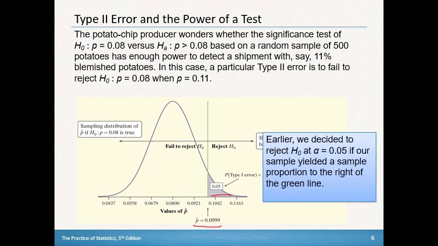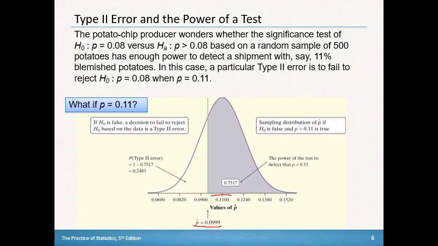Earlier, we decided to reject the null hypothesis at an alpha level of 0.05 if our sample yielded a sample proportion to the right of that green line. So if the blemish rate comes in at 11%, and the true sampling distribution is centered on this 11% value, then we're here, right? And remember, to the right of a 10% blemish rate in our sample, we would reject it. So the shaded region on this graph shows the probability that we would reject the null hypothesis.